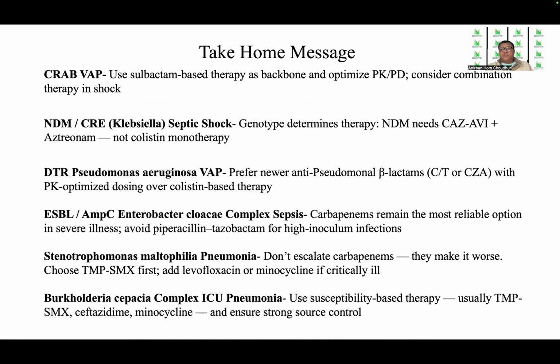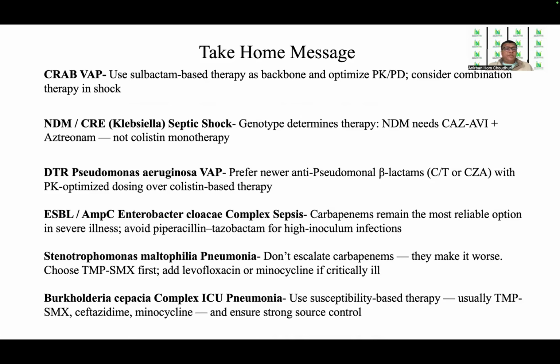So my take-home message for each of these conditions: if it is CRAB VAP, use sulbactam-based therapy as the backbone and optimize PK/PD. Consider combination in patients with shock. In NDM CRE, that is Klebsiella septic shock, genotype determines the therapy. NDM needs ceftazidime-avibactam plus aztreonam, not colistin monotherapy.